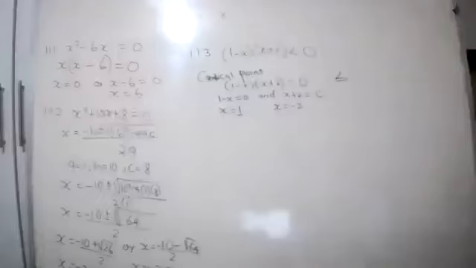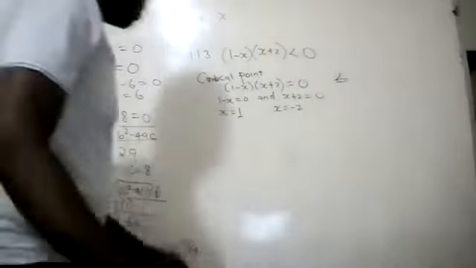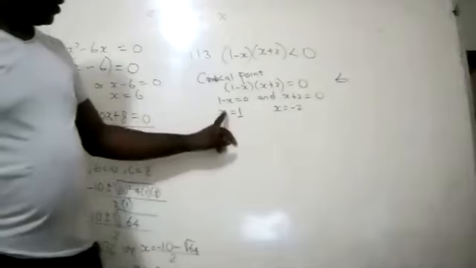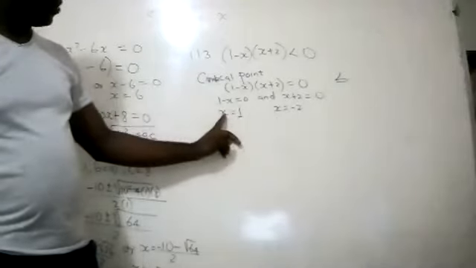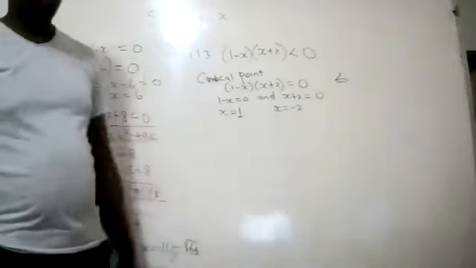All right, I'm back. My network dropped me, but let's continue. So I was saying, in this case, we have two critical points: x equal to 1 and x equal to -2.